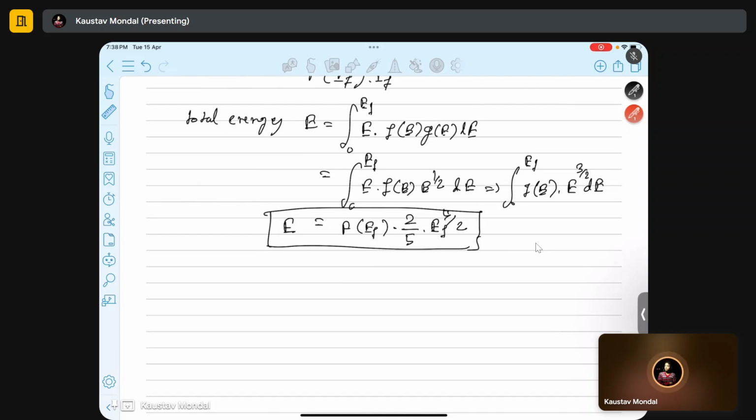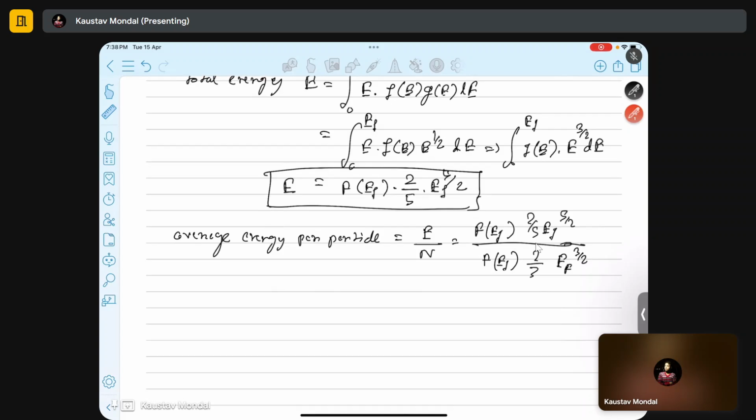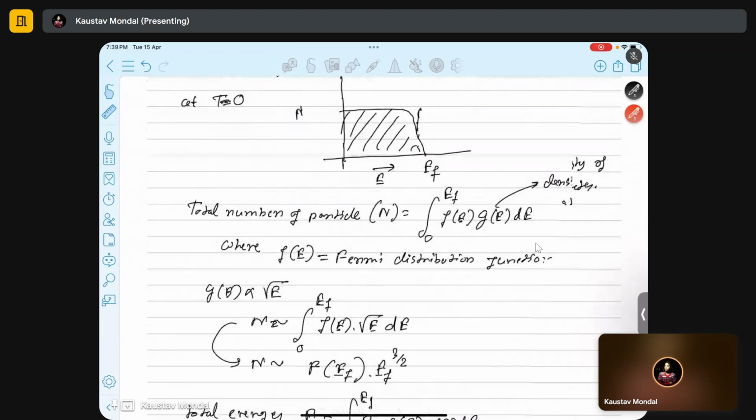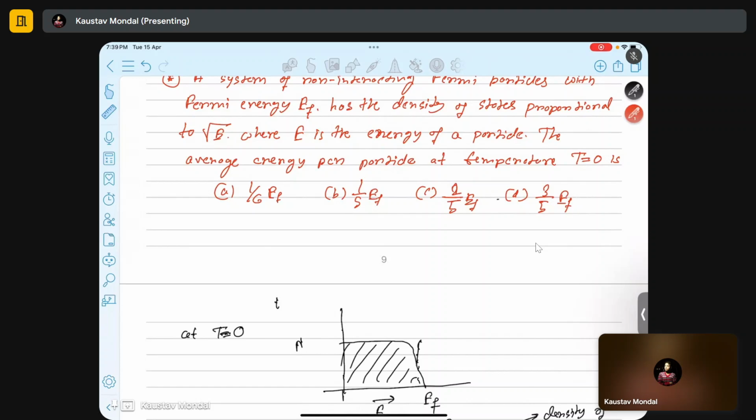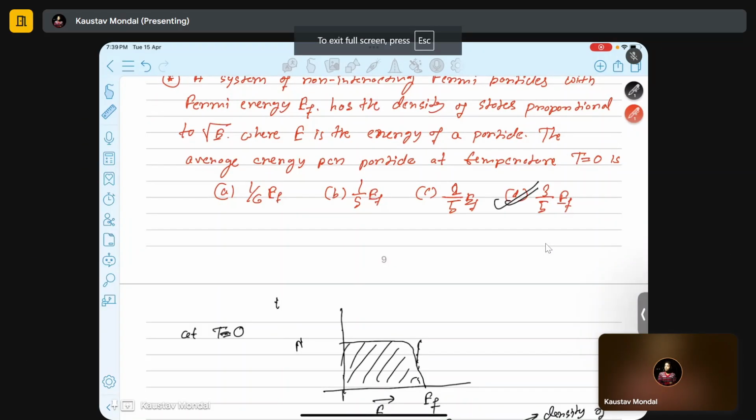Now the average energy per particle will be simply the total energy E divided by N. That means three by two divided by five by two, which basically gives you E by N equal to 3 by 5 EF. So the correct answer would be 3 by 5 EF. This is how you should solve the problem.